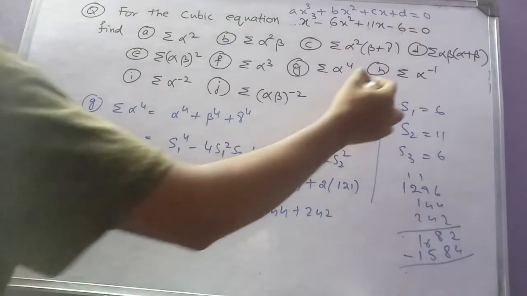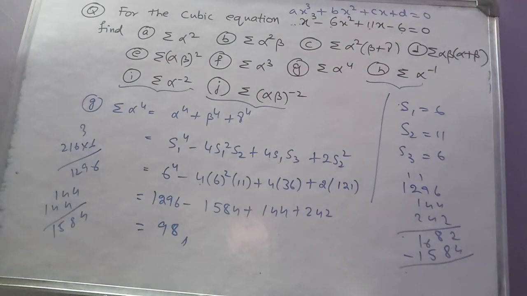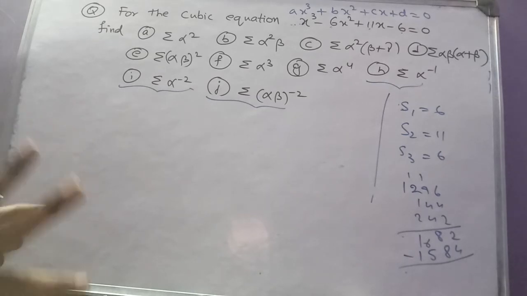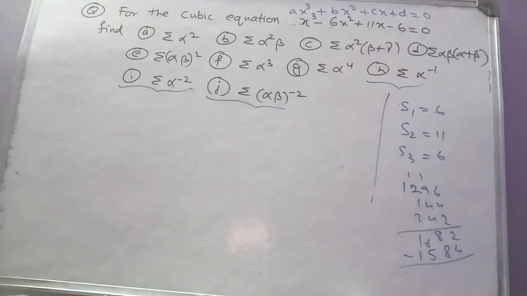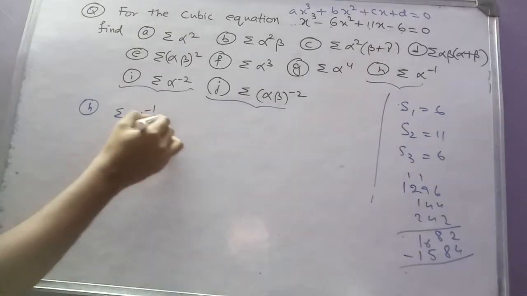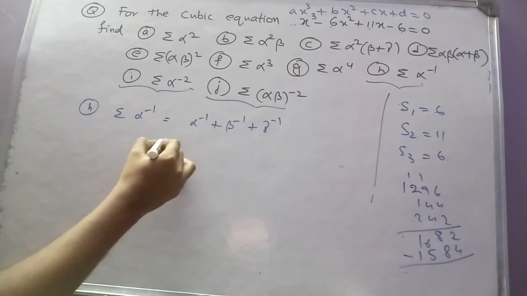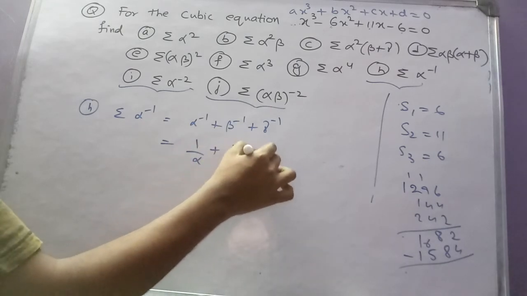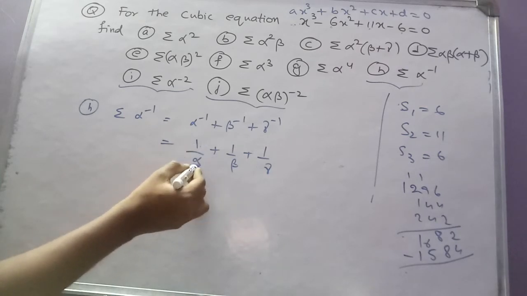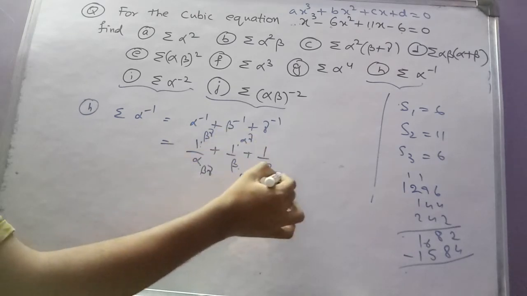Now these four are special. I won't find them directly. Then what will I do? Please observe. So dear students, there are two ways of finding h, i and j. I'll give you the first method. See here. They're asking sigma alpha inverse. That means nothing but alpha inverse plus beta inverse plus gamma inverse. That means 1 by alpha plus 1 by beta plus 1 by gamma. We can take the common denominator by multiplying the first term with beta gamma in the denominator and numerator, and here with alpha gamma and here with alpha beta.